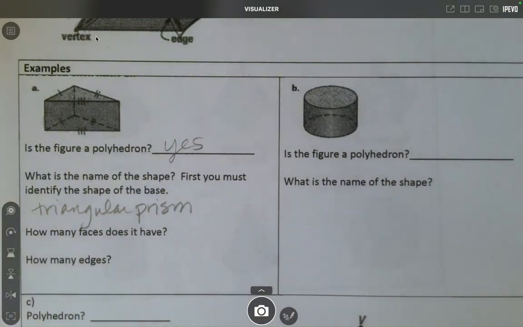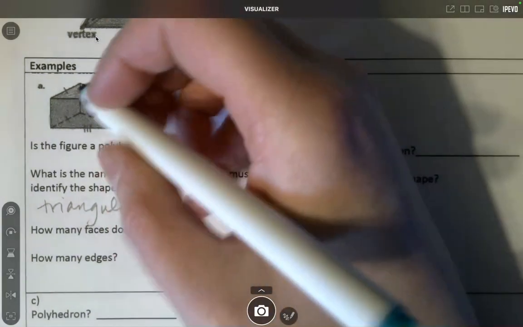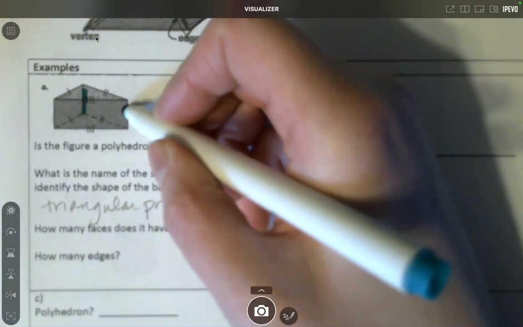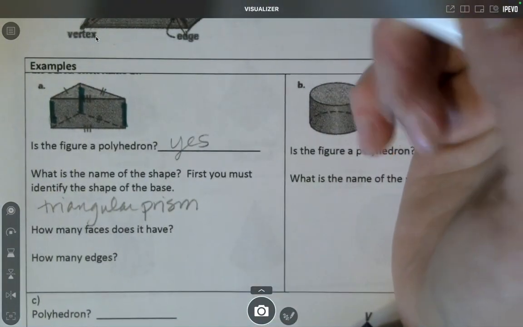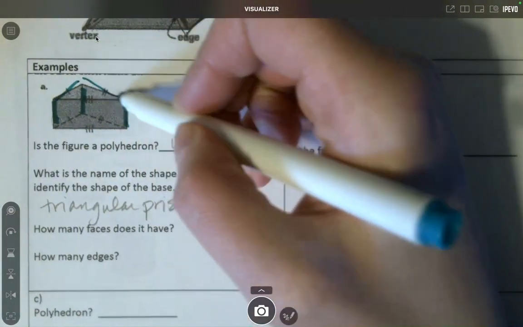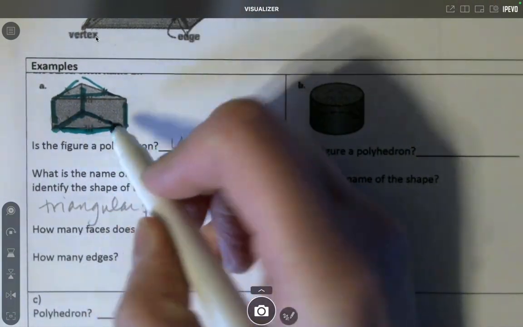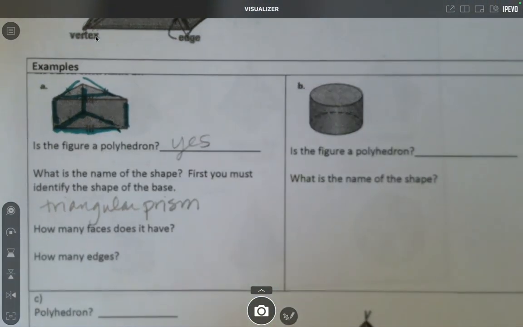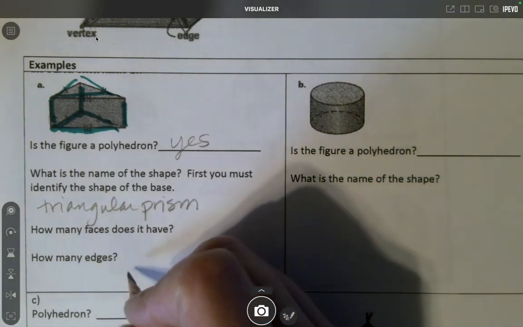And then they're asking us about faces and edges. So I'm actually going to do the edges first because I want to use a marker on them. If I mark up the faces first, it's going to be hard to see. When I look at edges, we have 3 connecting the two shapes. We have 3 from the triangle on the top, and 3 from the triangle on the bottom. So the number of edges is 3 plus 3 plus 3, which is 9. So we have 9 edges.